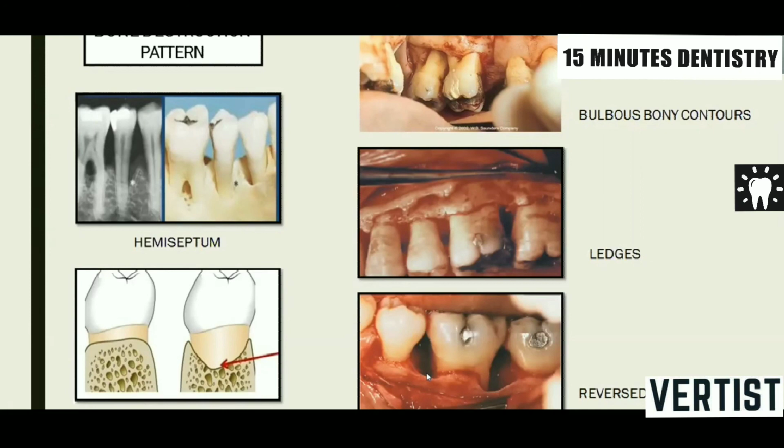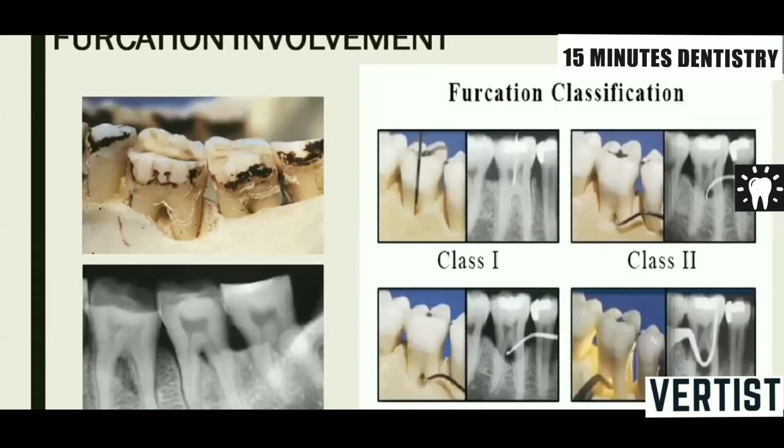In cases of food impaction, or even in chronic periodontitis, sometimes you see reverse architecture, where the radicular bone is at a higher level than the interproximal bone. Ideally, the interproximal bone is at a higher level than the radicular bone, but here the architecture is reversed. That is why it is called reverse architecture.